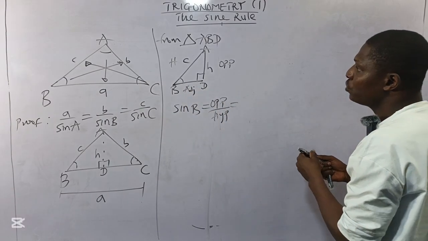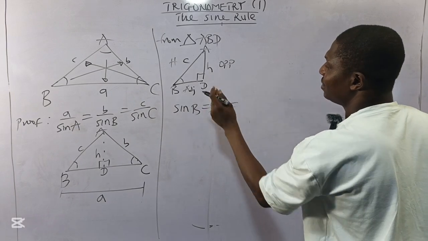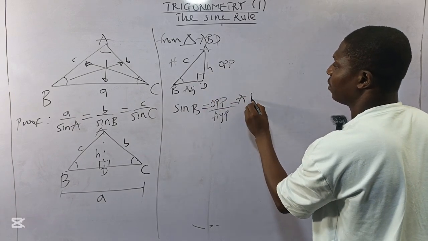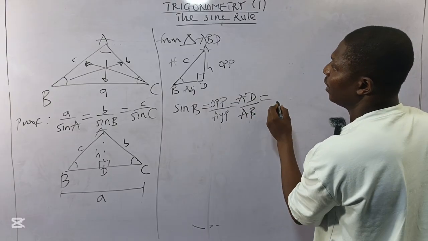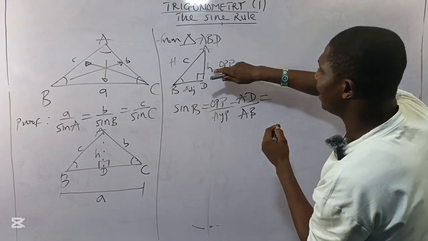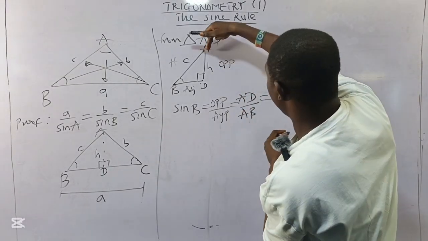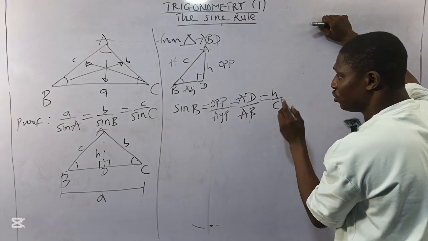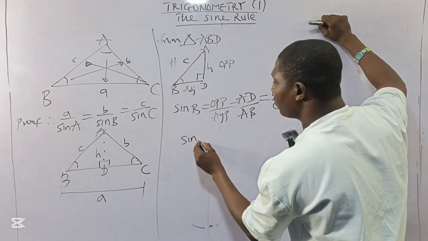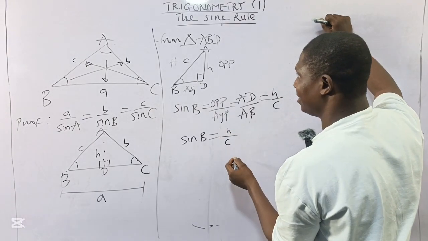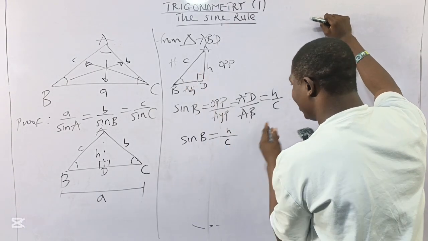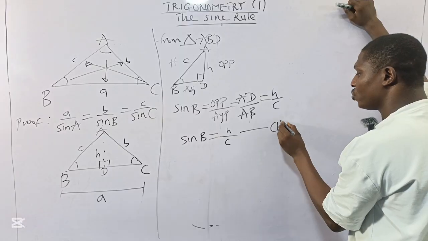And my opposite here happens to be AD, and my hypotenuse happens to be AB. My AD here is h, and my AB is c, which is my hypotenuse. So I have sine capital letter B to be small h all over small c. Remember, this is the side, so it's small c. This becomes equation 1.